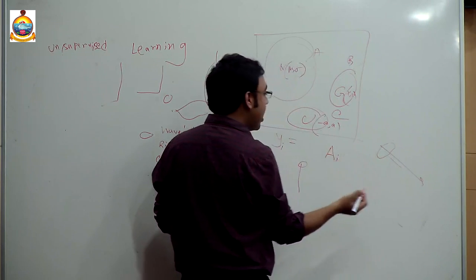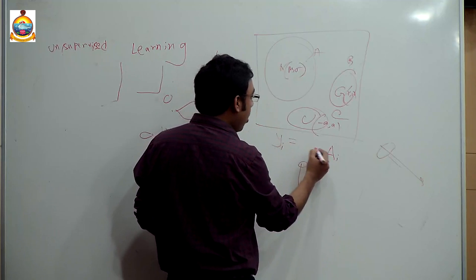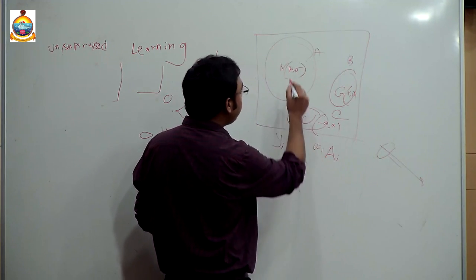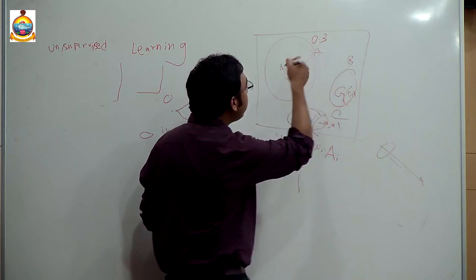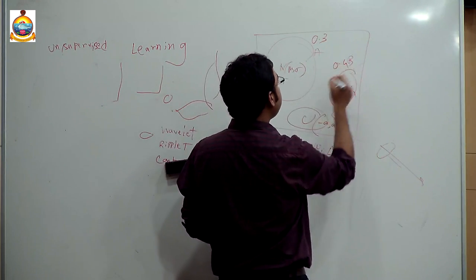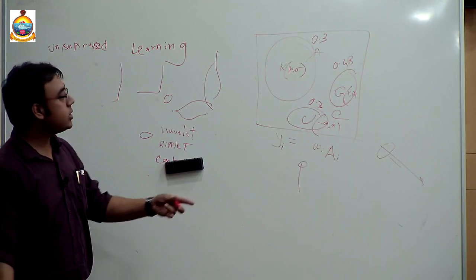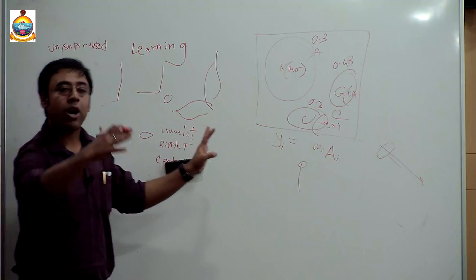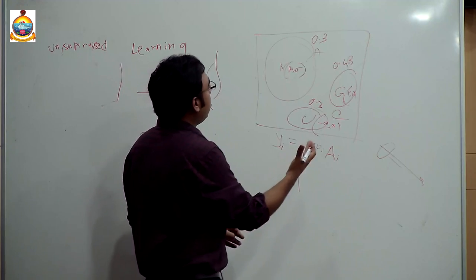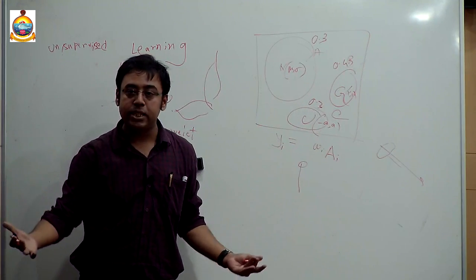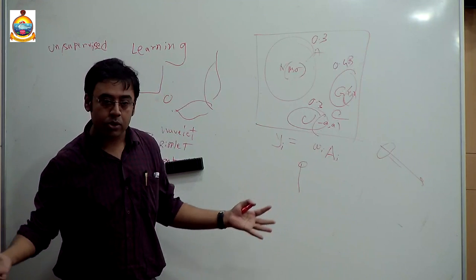So this comes from A_i, B_i, C_i, and this object maybe has some prior probability of belonging, like 0.3 of belonging to this set, 0.4 of belonging to this set, 0.3 of belonging to this set. So every object has different probabilities of belonging to one of the sets, and these classes have their own density or probability values.